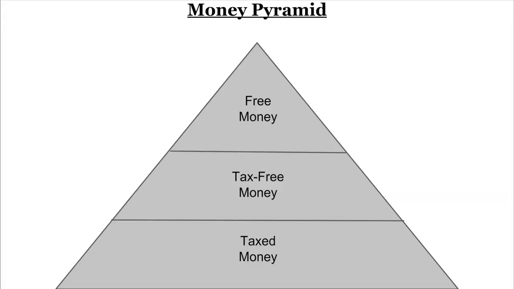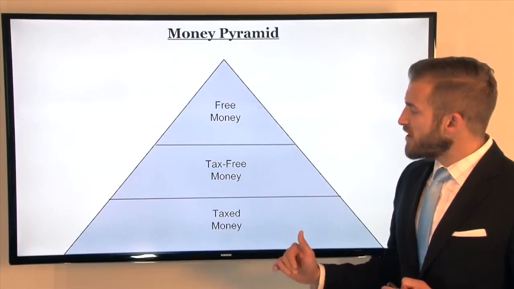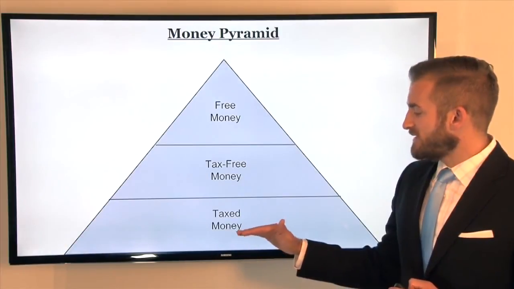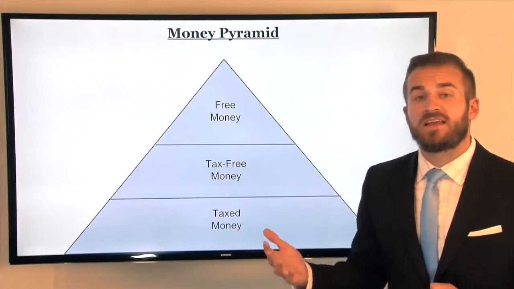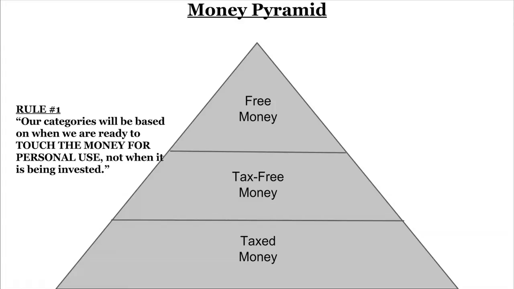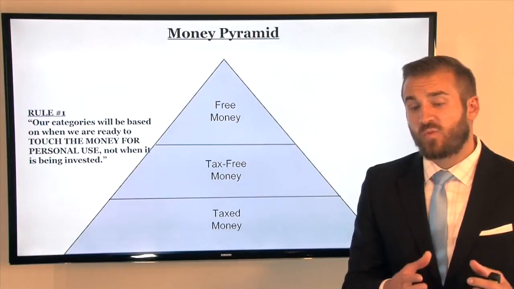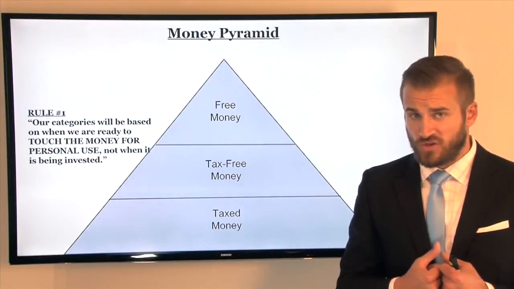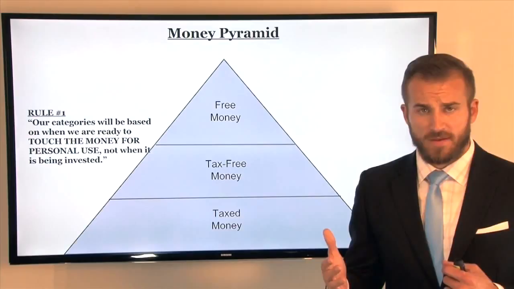Now what I'm going to say now is exactly the way that I would present this to the client. Now, Mr. and Mrs. Client, what we're doing is we're breaking your money up into 3 different categories: taxed money, tax-free money, and free money. This is where all your money is. But the first rule that I want you to understand is that our categories will be based on when we are ready to touch the money for personal use and not when it is being invested. I can't stress that enough. It's when you're ready to touch the money for personal use, to buy groceries, whatever it may be.